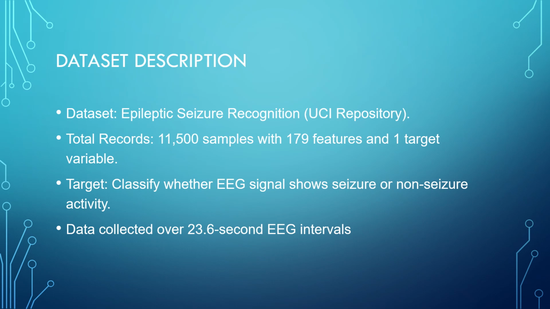Moving to the dataset description part. For this project, we use the Epileptic Seizure Recognition dataset from UCI Machine Learning Repository. It contains around 11,500 EEG samples, each with 179 features and one target variable that indicates seizure or non-seizure activity. The data was recorded over 23.6-second intervals from different brain regions. This dataset is ideal for binary classification, allowing us to test both traditional and deep learning methods fairly.